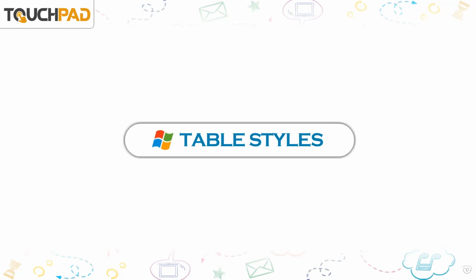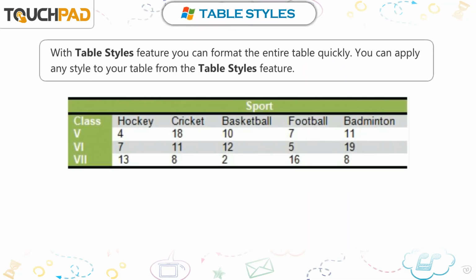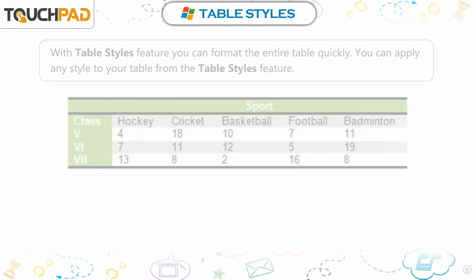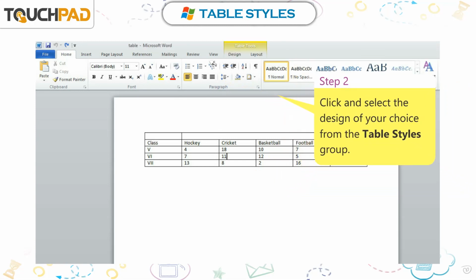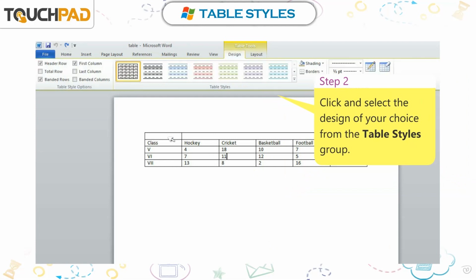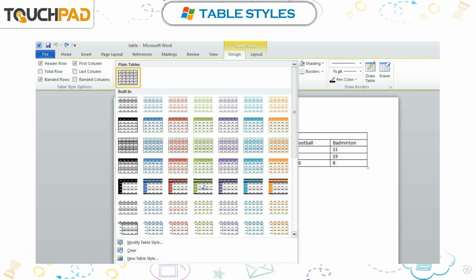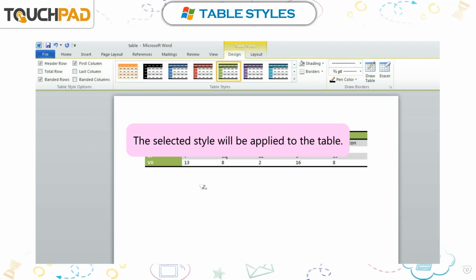Table styles. With Table Styles feature, you can format the entire table quickly. You can apply any style to your table from the Table Styles feature. There are many inbuilt table styles present in MS Word. Step 1. Click anywhere on the table. The Design tab appears on the ribbon. Step 2. Click and select the design of your choice from the Table Styles group. The selected style will be applied to the table.